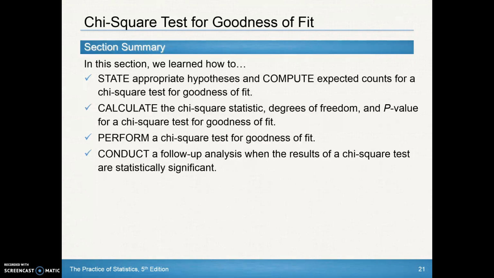So there was another example. Hopefully that's helping you be a little more successful on this first section of Chapter 11. We should be able to state appropriate hypotheses and compute expected counts for a chi-squared test for goodness of fit. We should be able to calculate the chi-squared statistic, the degrees of freedom, and a p-value for a chi-squared test for goodness of fit using table C. Perform a chi-squared test for goodness of fit, and then conduct a follow-up analysis when the results of a chi-squared test are statistically significant. In other words, make an accurate conclusion.